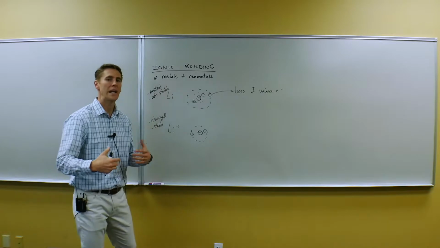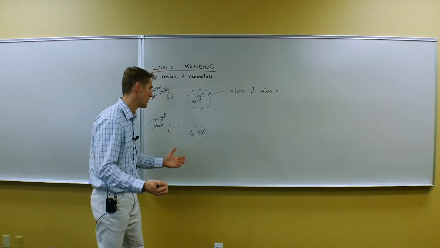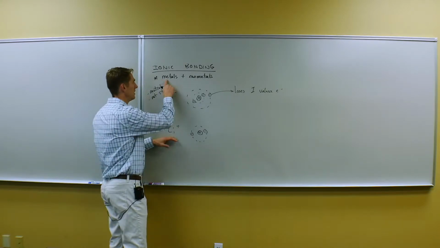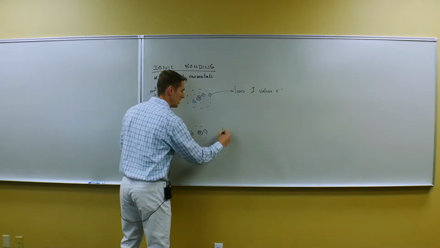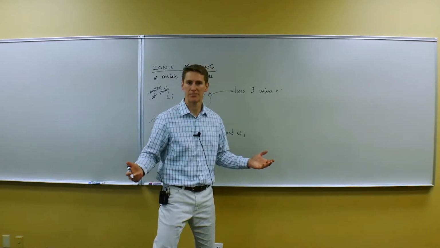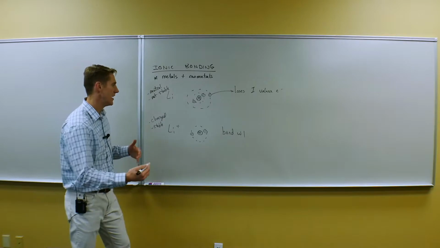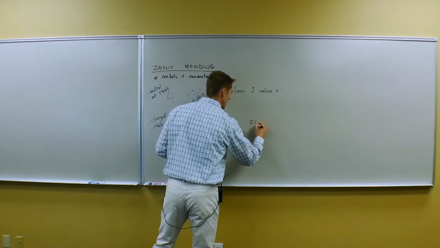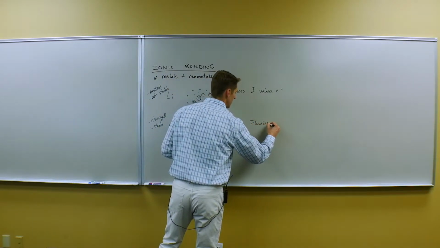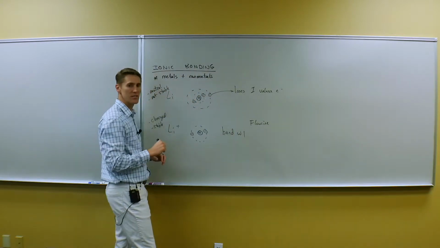Well, it's not going to just randomly lose one. That's going to be transferred to somebody else. So in this case, this metal from family 1 could bond with, let's say, fluorine. Fluorine is part of family 17. It has 7 valence electrons. And it will be the recipient of this 1 valence electron.